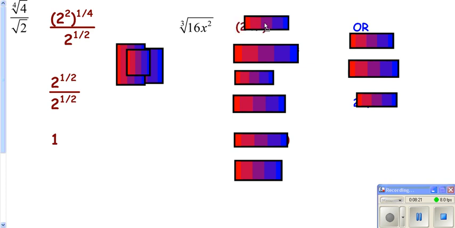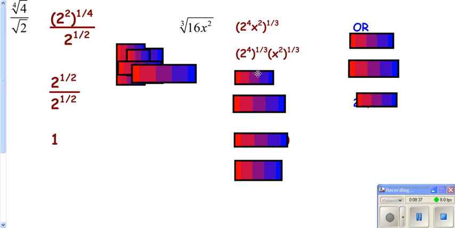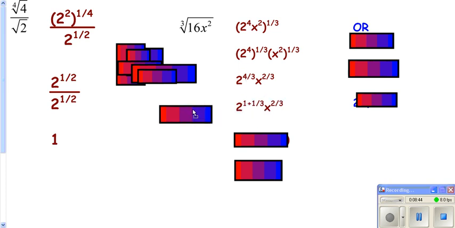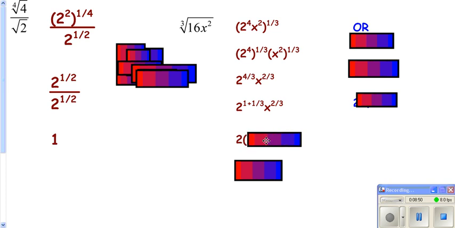16, you know, is a 2 to the fourth, x squared, and it's all raised to the 1/3 because you're dealing with a cube root. Apply your exponent to each one, since it's all multiplication and division. So now you'll notice your exponent here is more than 1. It's really 1 plus a third. So it's really a 2 times a 2 to the third, because remember, in multiplying your bases, you add your exponents. So you're going to have your 2 in front.